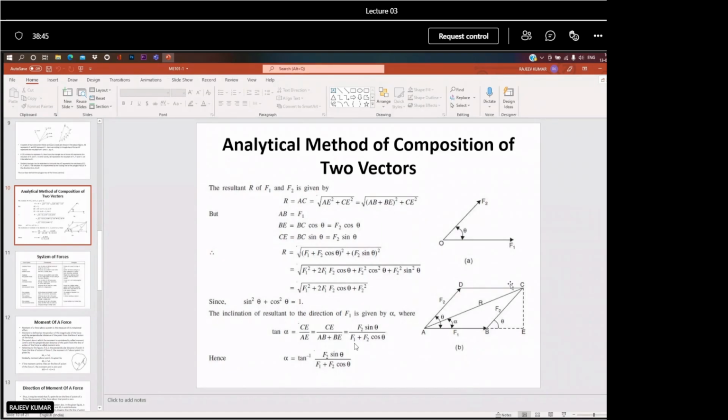So F1 into D1 plus F2 into D2 is equal to R, which is passing here. From R you also draw a perpendicular distance, and it will pass through the point about which you have to create the rotational effect. So F1 D1 plus F2 D2 is equal to R into D3. This is the Varignon theorem.